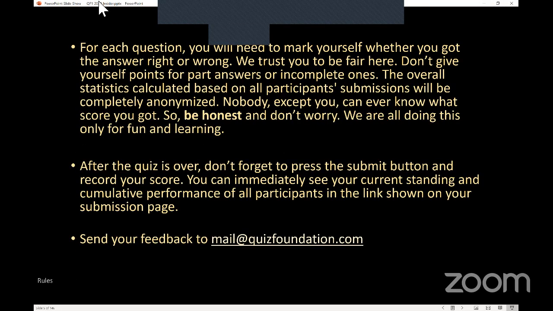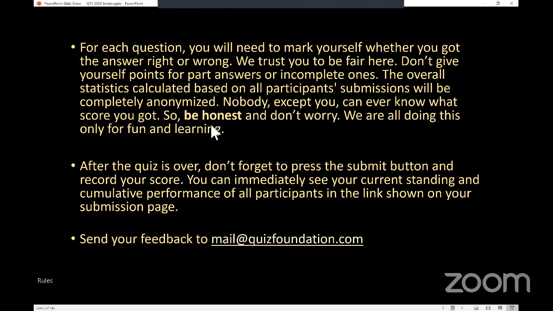So for each question at the end, you will need to mark yourself whether you got the answer right or wrong. So we trust you to be fair here. Don't give yourself points for part answers or incomplete ones. The overall statistics calculated based on all participant submissions will be completely anonymized. Nobody except you can ever know what score you got. So be honest and don't worry. We're all doing this only for fun and learning.